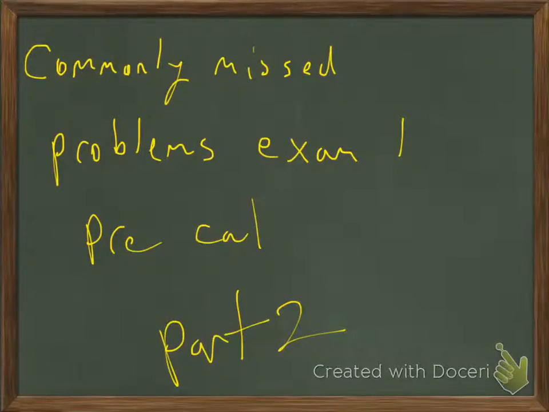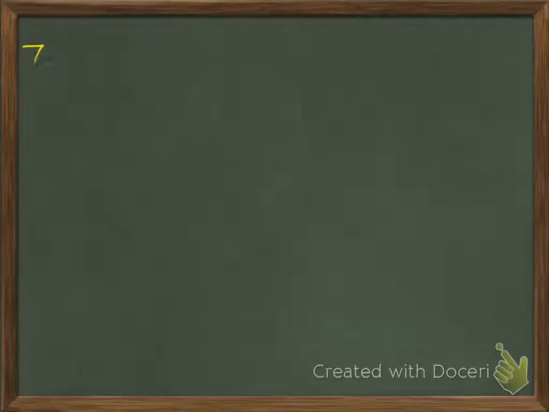Alright, this is the second part, which corresponds to the second page of the first exam for pre-cal. We're going to go through some commonly missed problems on the second exam. So we're going to go ahead and look at the first one, which was number 7, and it's the absolute value of x squared plus 10x is equal to 9.